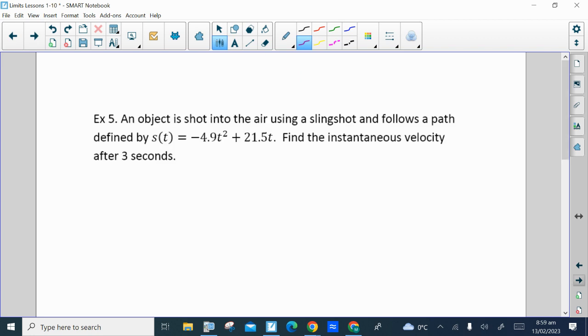In this case, an object is shot into the air using a slingshot and follows a path defined by s at t equals negative 4.9 t squared plus 21.5 t. Find the instantaneous velocity after 3 seconds. So the instantaneous rate of change, again, is found by taking that limit.